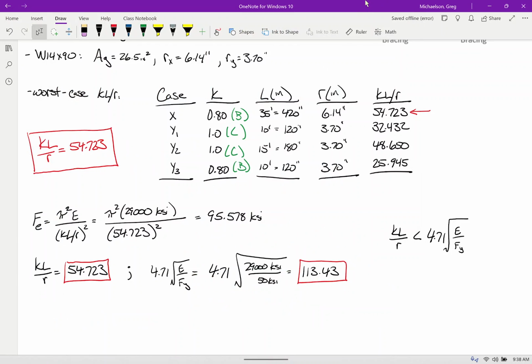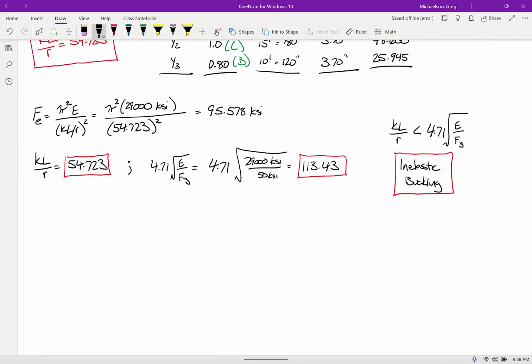So our nominal capacity is 0.658 raised to the Fy over Fe times Fy.